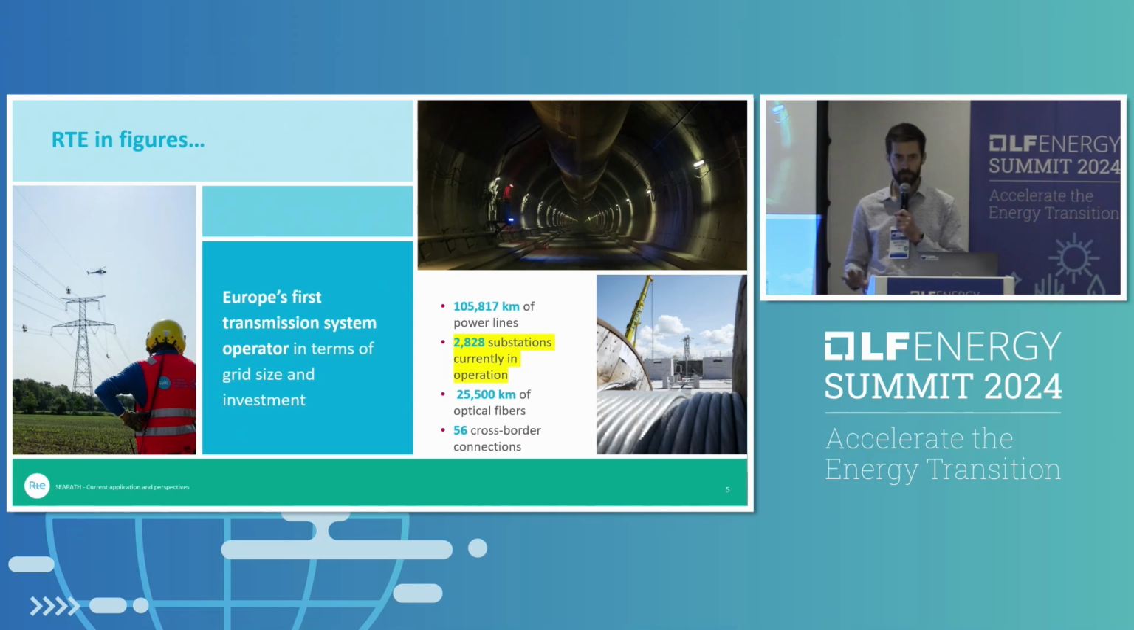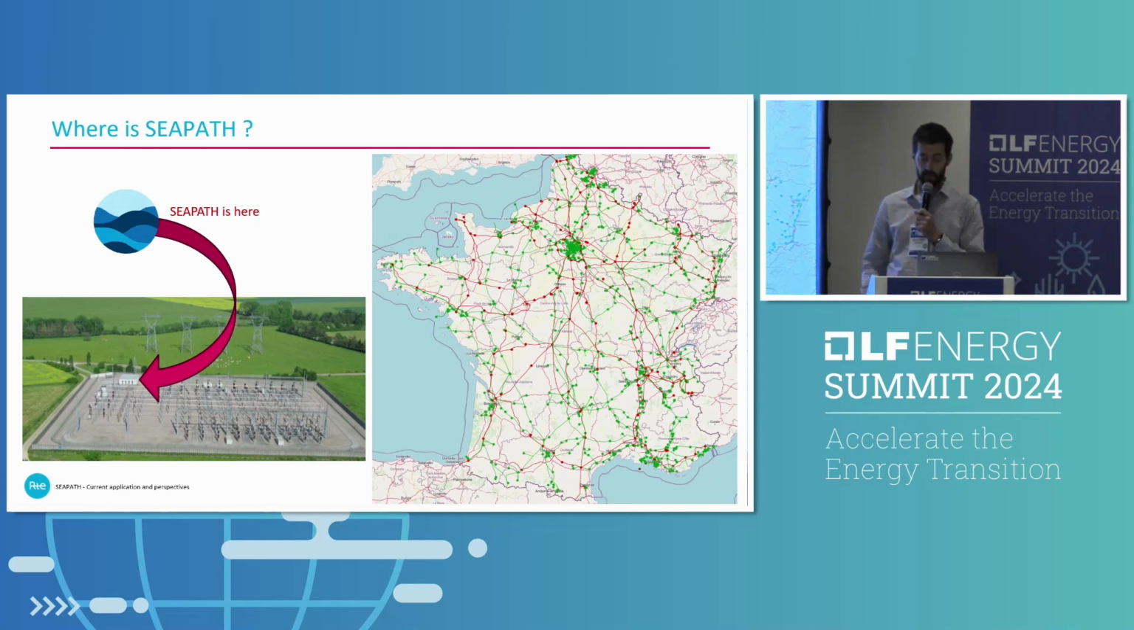So, a bit of context. I will start easily, and then we will go a bit more into the details. We are a TSO, as you know. The important figure here is that we have almost 3,000 substations. And where is Seapath? Seapath is in the substation. I wanted to start with this, even if it's obvious for most of you, because when we speak about virtualization, many times people think that we virtualize, so we put everything in the cloud, but that's not the case for Seapath. Seapath is inside this little building where all the equipment is.